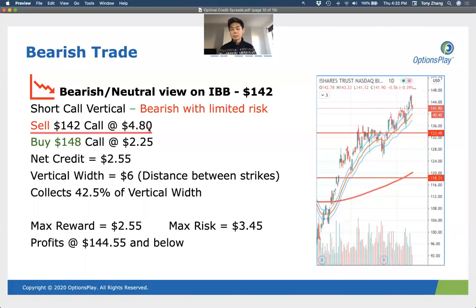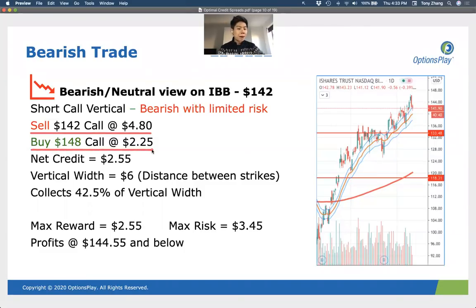But the problem with selling a naked call is that you truly have unlimited risk. If IBB continues to move higher, the higher it goes, the more money you lose. And the only thing you have to show for that risk is just $4.80. Not a whole lot of potential reward for what could potentially be a lot of risk. And this is why many investors don't like to sell naked calls or puts, not to mention selling that naked call is going to require a fair amount of margin in order to do so.